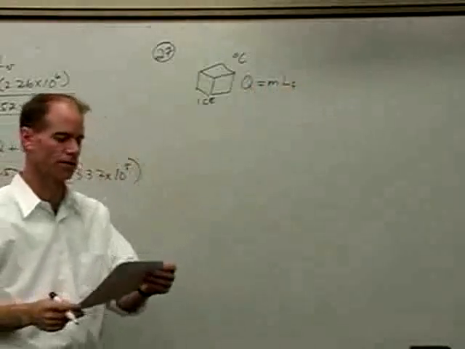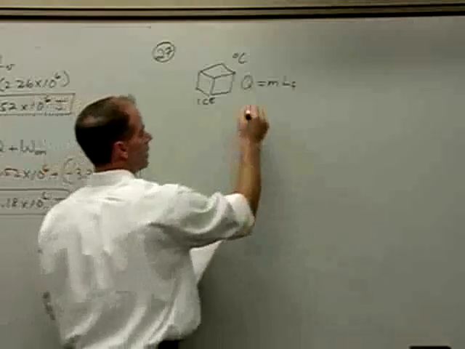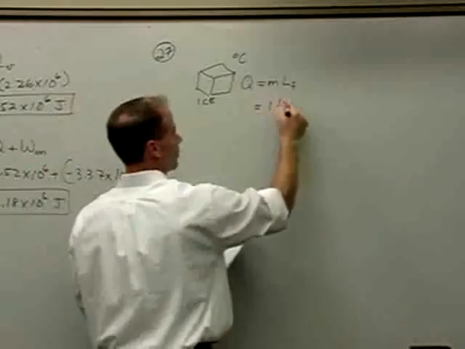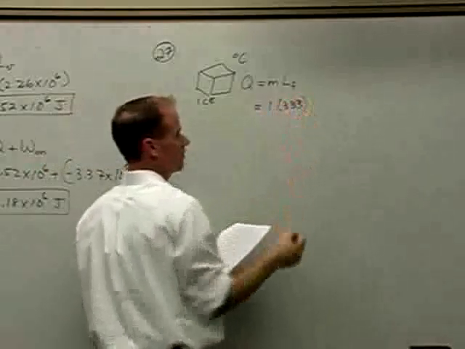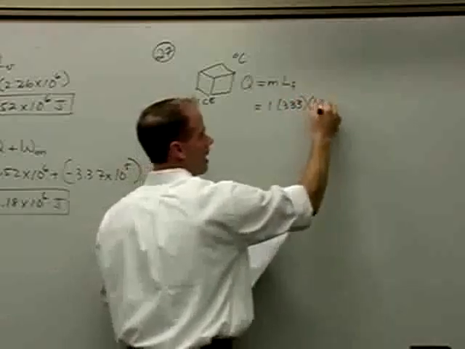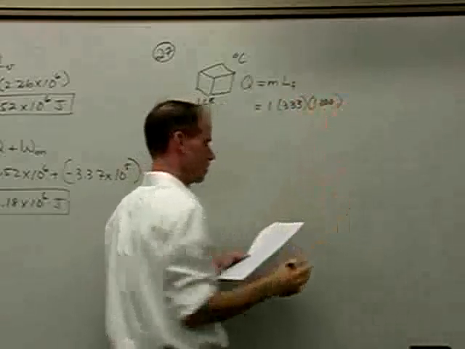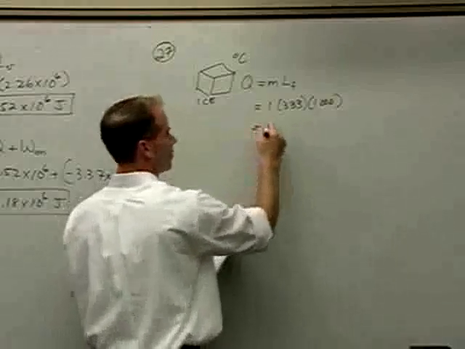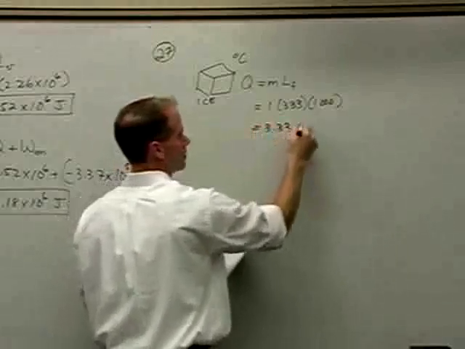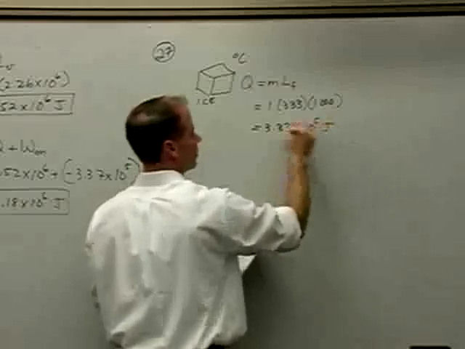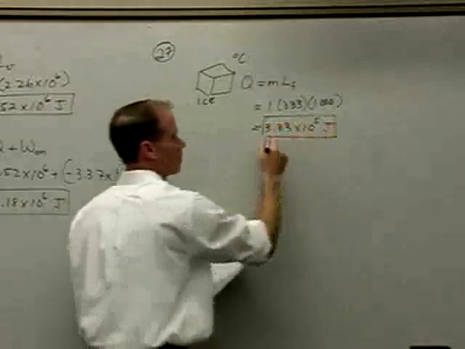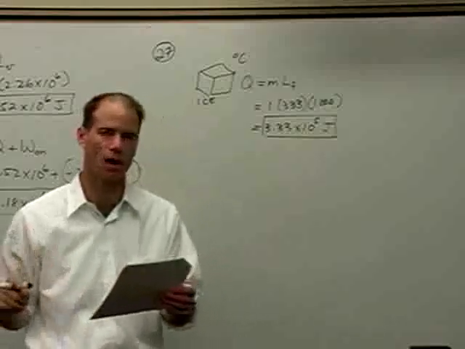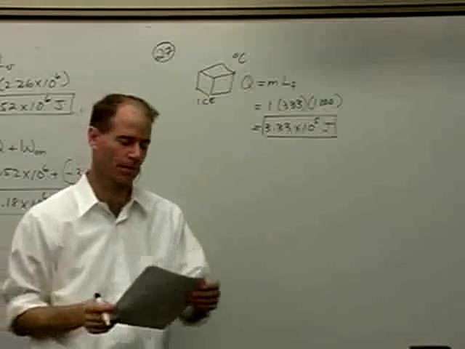Since we have 1 kilogram, this is going to be equal to 1 times 333 joules per gram times 1,000 grams per kilogram. So this will be 3.33 times 10 to the 5 joules required to convert 1 kilogram of ice into water at 0 degrees centigrade.